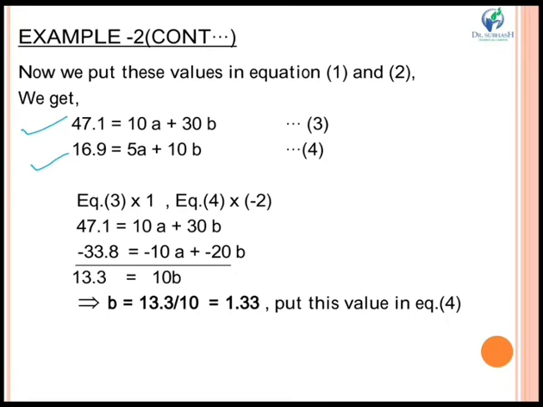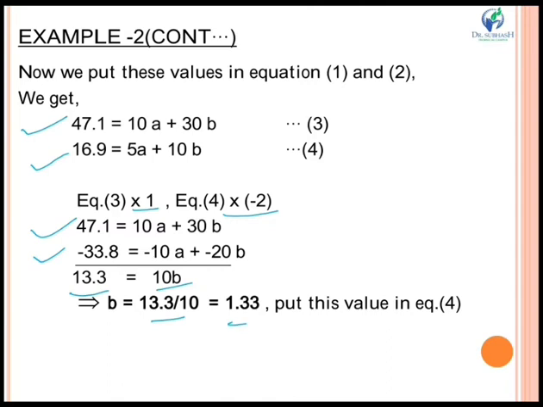Now I need to solve these equations. So what I will do is eliminate any one of the values. So I will multiply equation 3 by 1 and equation 4 by minus 2. Okay, so here I am eliminating a. So when I multiply equations 3 and 4 by the corresponding values 1 and minus 2, I get these two equations. Now I will add both the equations. So I get 13.3 equal to 10b. This implies b equal to 13.3 by 10, which is equal to 1.33.